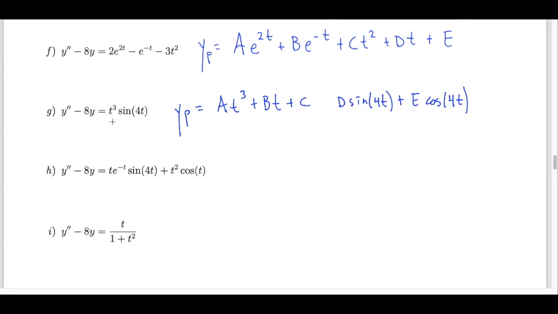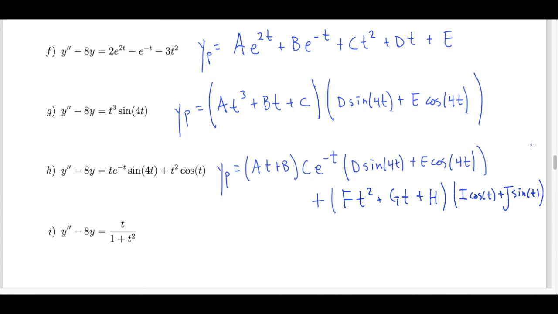And then the presence of this sine term indicates that I'll need to include the corresponding sine and cosine terms. And then since the cubic and the trig term are multiplied in my g of t, then the corresponding terms in my y sub p also need to be multiplied. In part H, there's quite a bit going on. Let me go ahead and try to write out this y sub p.